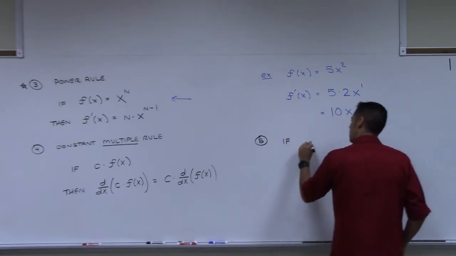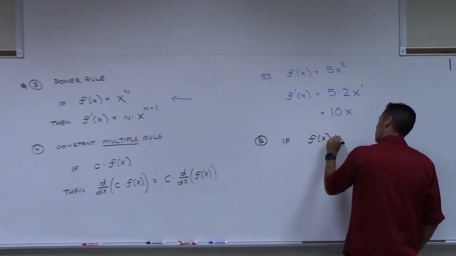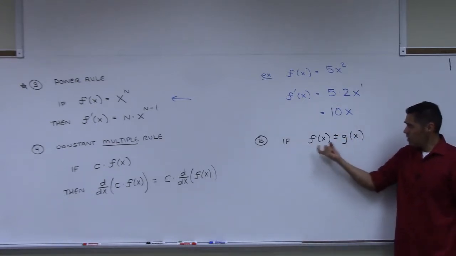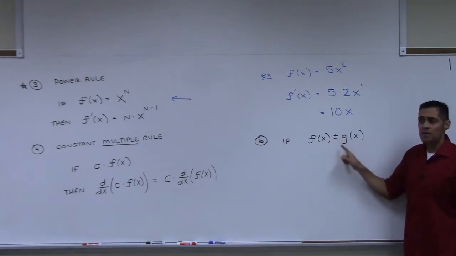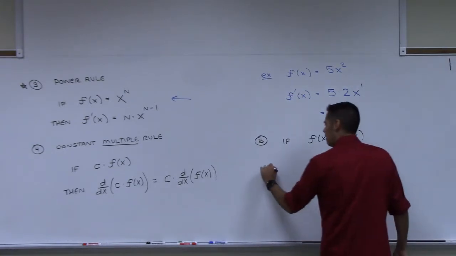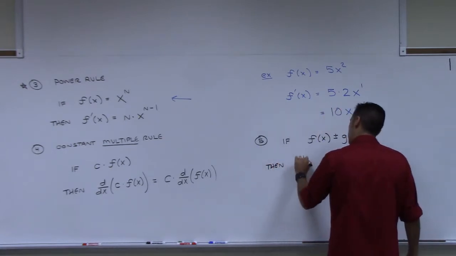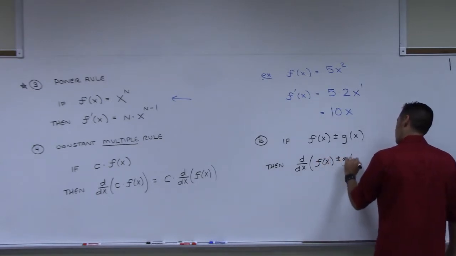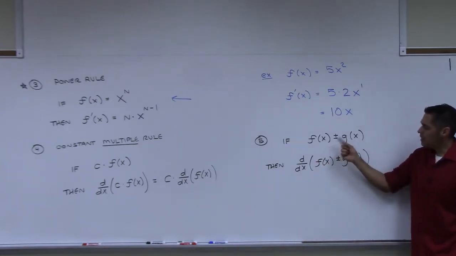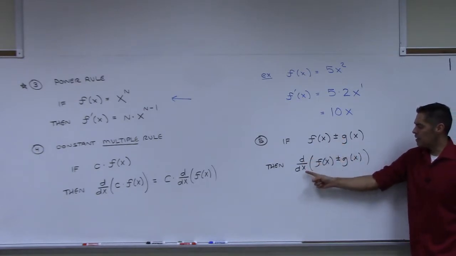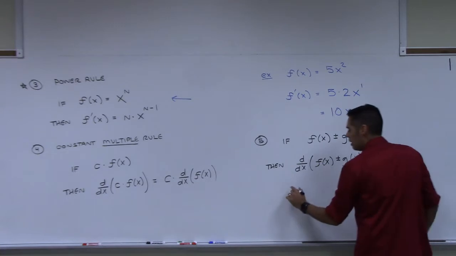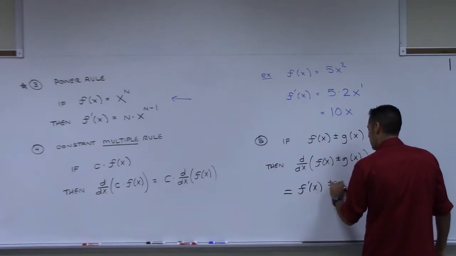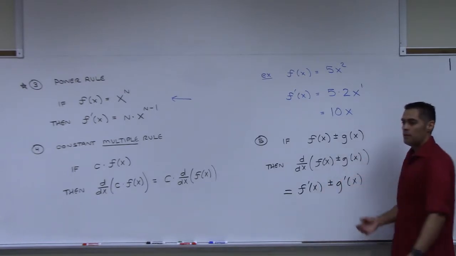If you have some function of x plus or minus some other function of x. So let's say you have 2 functions with plus or minus between them. Then the derivative of that. Okay, so you have 2 things being added or subtracted. If you want to take the derivative of these things being added or subtracted, then that is equal to the derivative of the f plus or minus the derivative of the g. This rule is very important.